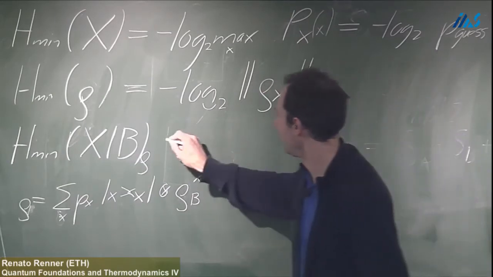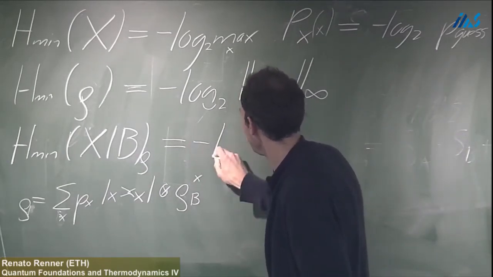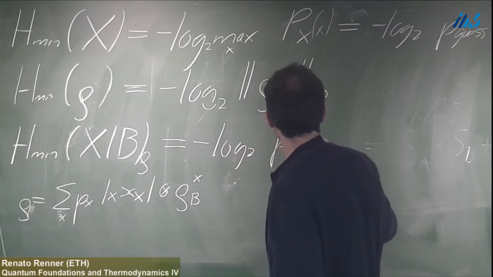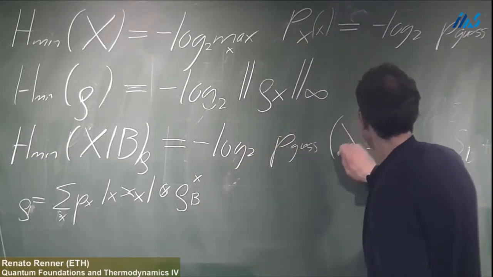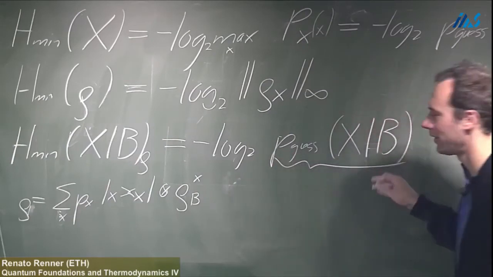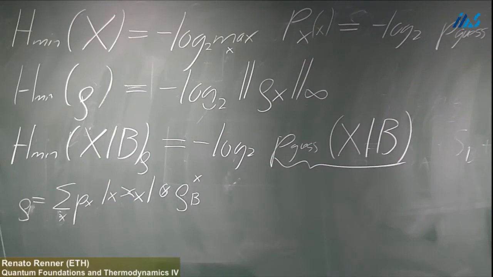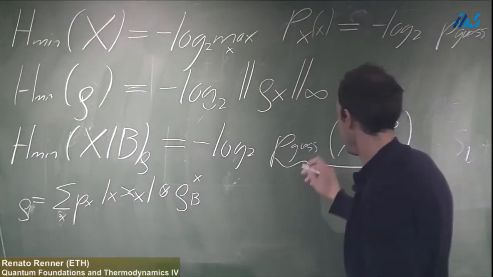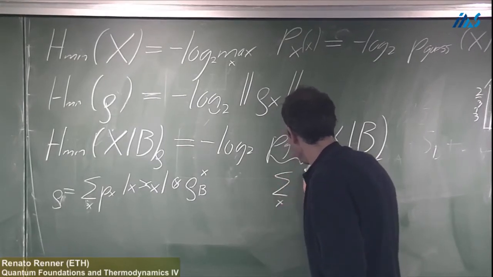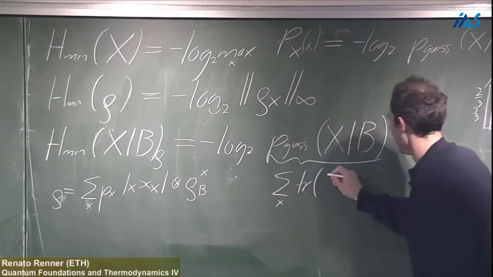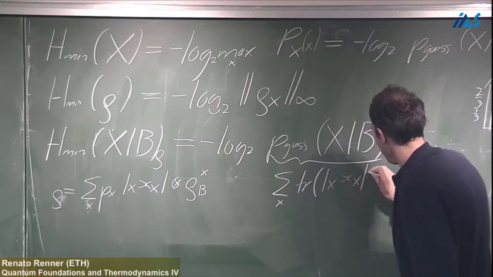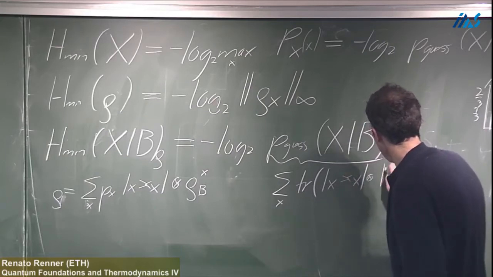And now the entropy in that case would again be minus log base 2 of the probability of correctly guessing x if I know B. So formally, what is that? What is the probability of correctly guessing the value x if I have access to B? I can write that down as a formula if you like. One way to write it is this way. This is not so important. It's just to make clear what it is.